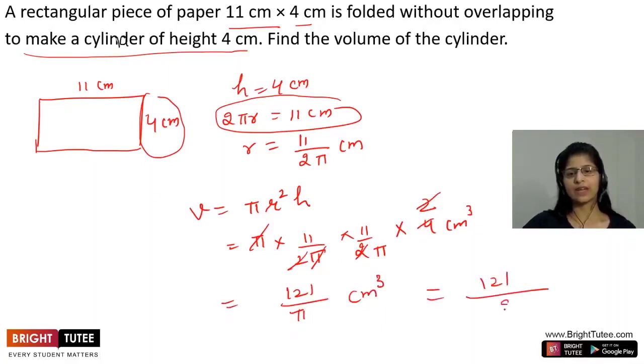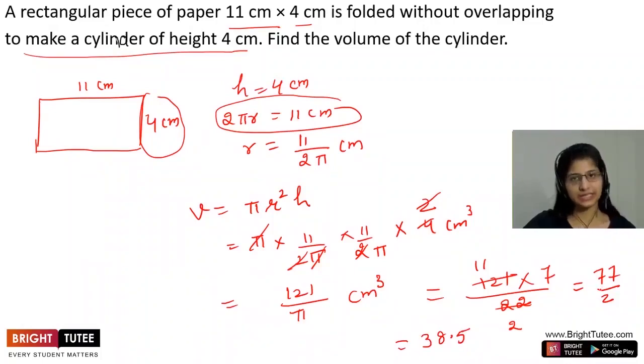So 121, pi value is 22 upon 7, right? 11 twos are 22, 11 ones are 11, 11 ones are 11. So 77 upon 2, 2 threes are 6, then 2 eights are 16, and 2 fives are 10. Just cancel it. 2 threes are 6, 1 is left, 2 eights are 16, then again 1 is left, 2 fives are 10 cubic centimeter. So this is how we come to know about the volume of a cylinder if some rectangle is given and we have to make a cylinder out of it. So we have solved questions. Thank you.